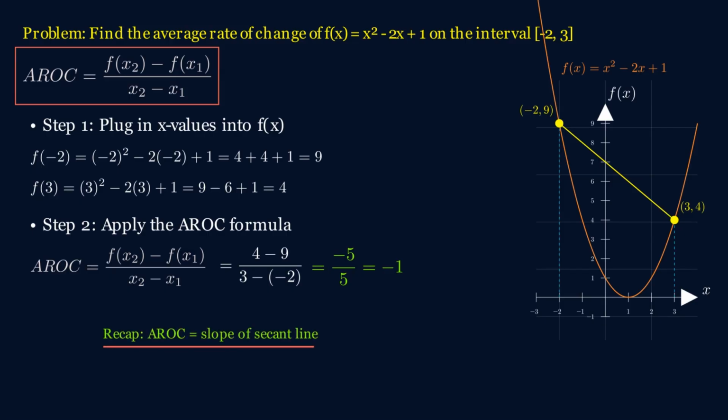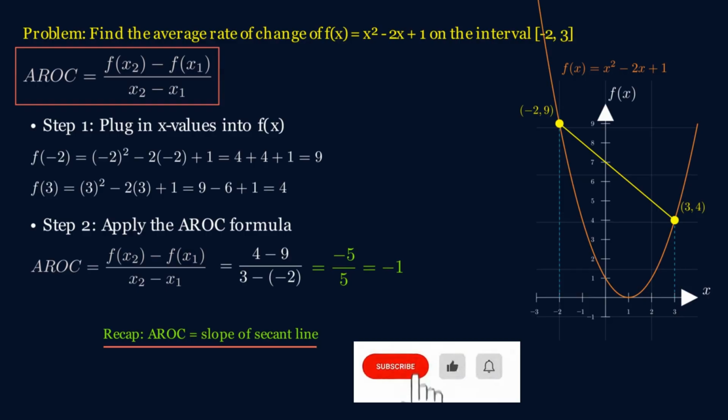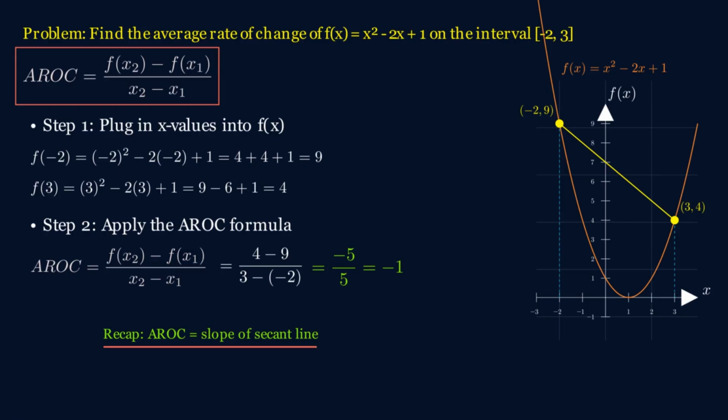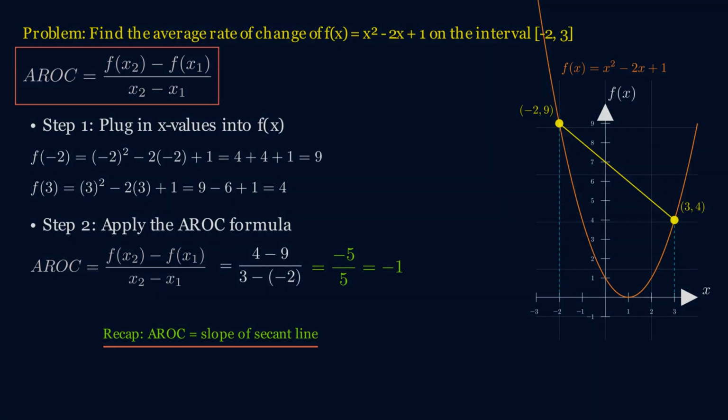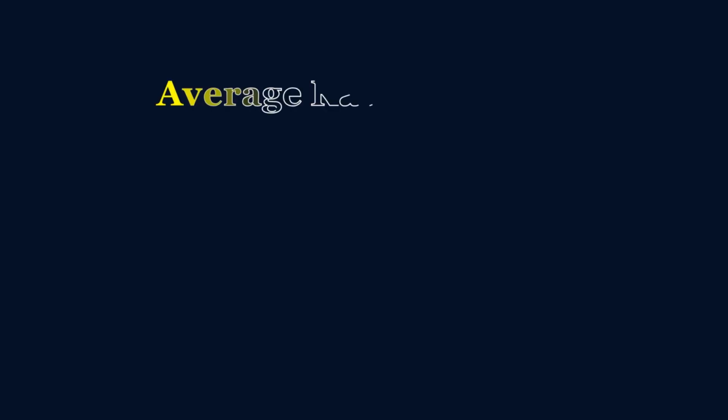So, what we just did is find the average rate of change over that interval. It tells us how fast the function is changing, on average, from x equals -2 to x equals 3. All right, let's keep going to the next example. This one's a real-life example.